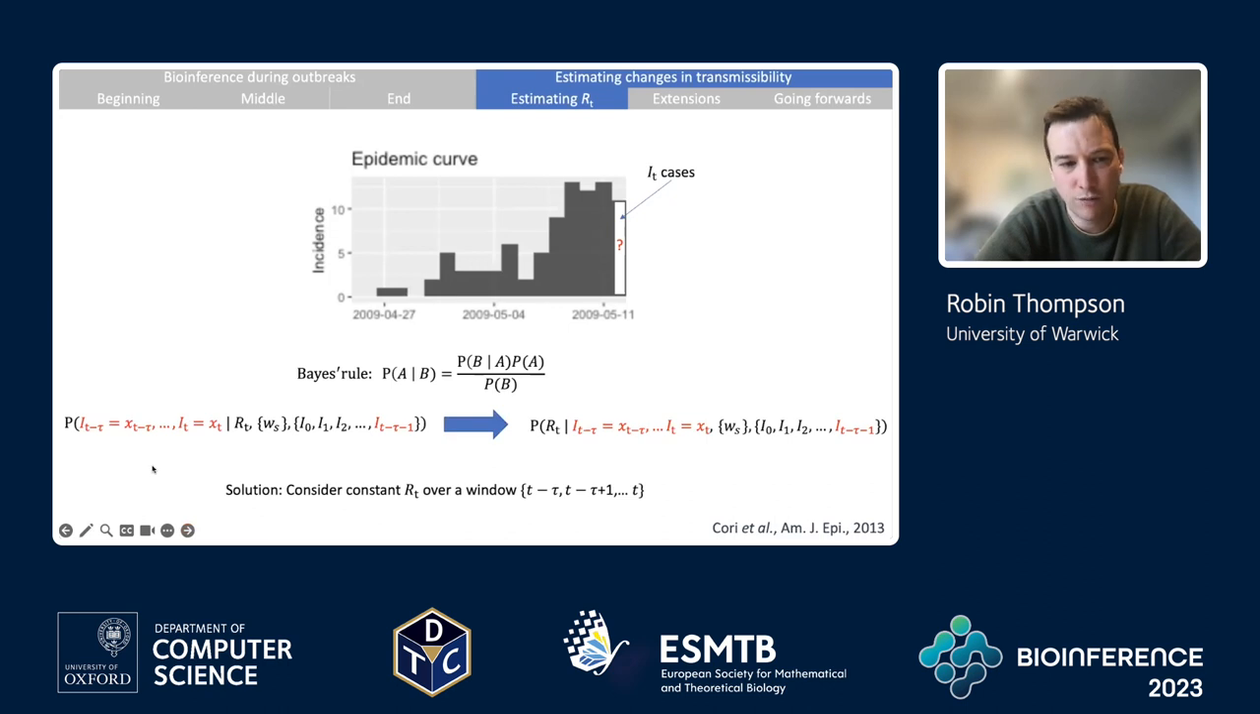So in other words, you can write down an expression for the probability of getting X_(t minus tau) cases on day t minus tau, and X_(t minus tau plus 1) cases on day t minus tau plus 1, and so on, up to X_t cases on day t. Then we can use Bayes' rule to write down exactly as before a probability density function for R_t, but now not just based on the number of cases that we saw on day t, but instead based on the number of cases that we saw on each of the days from t minus tau up to t. So it's exactly the same idea as before, but we're just considering a constant value of the time-dependent reproduction number over a window from t minus tau up to t.